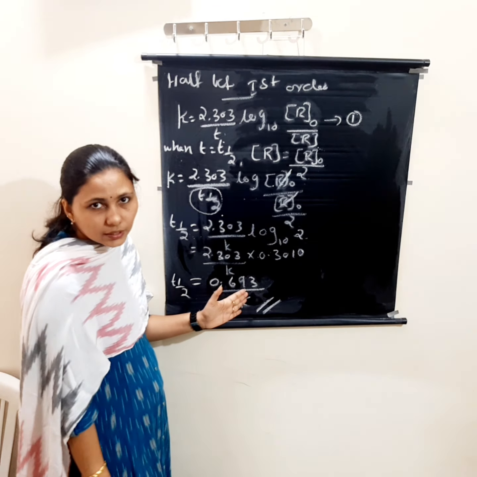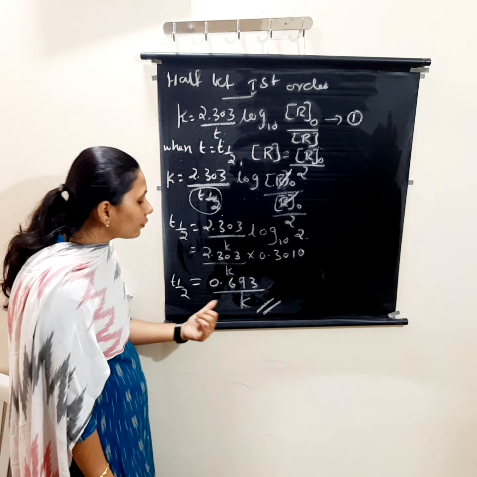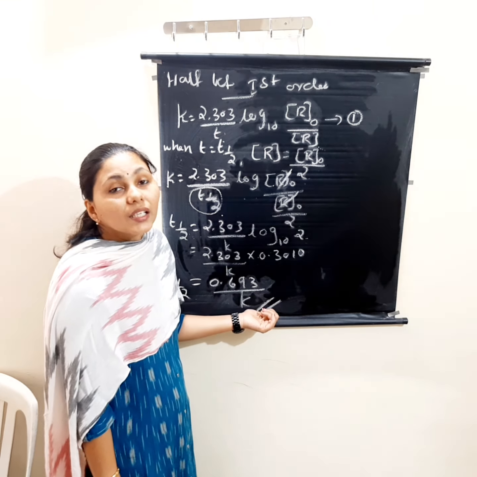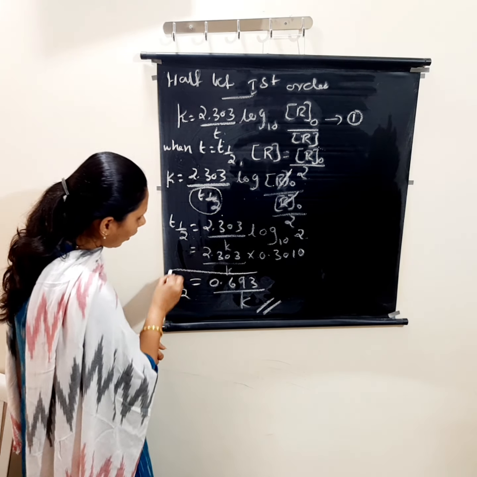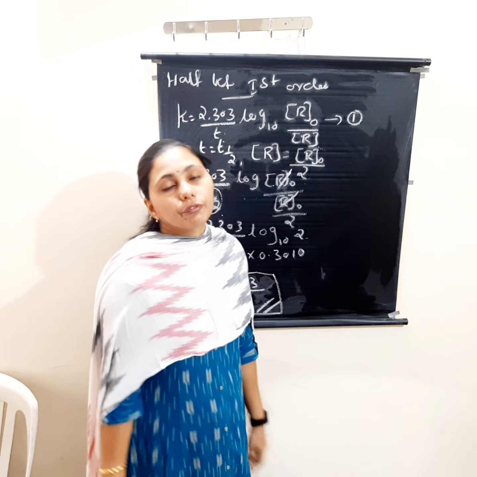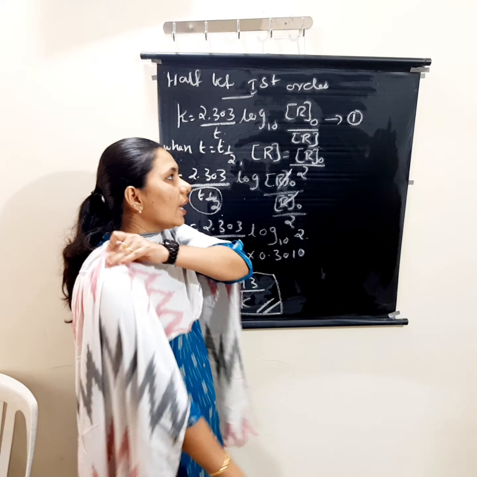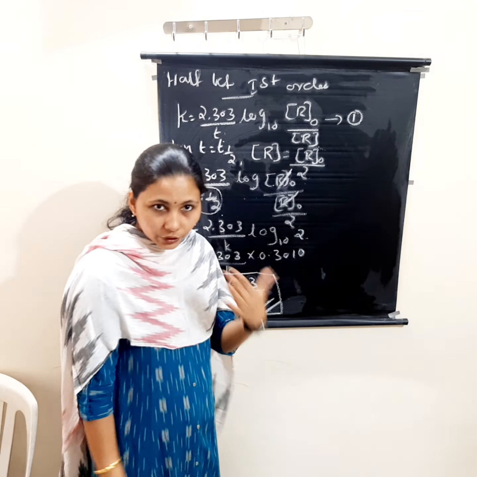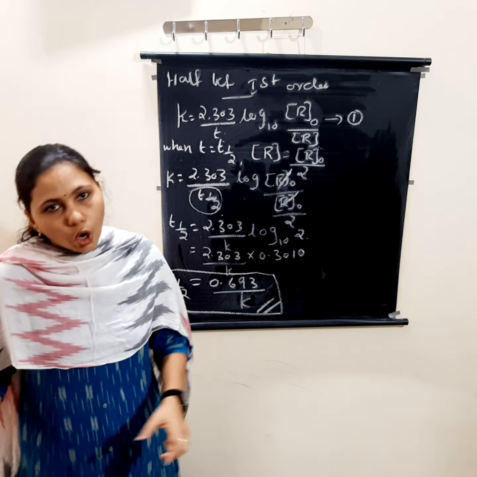Here there are no concentration terms, no initial concentration R0. So t half is independent of the initial concentration for a first order reaction. So t half equals 0.693 divided by k for a first order reaction. And in this case, for a definite fraction, the t half will be constant.